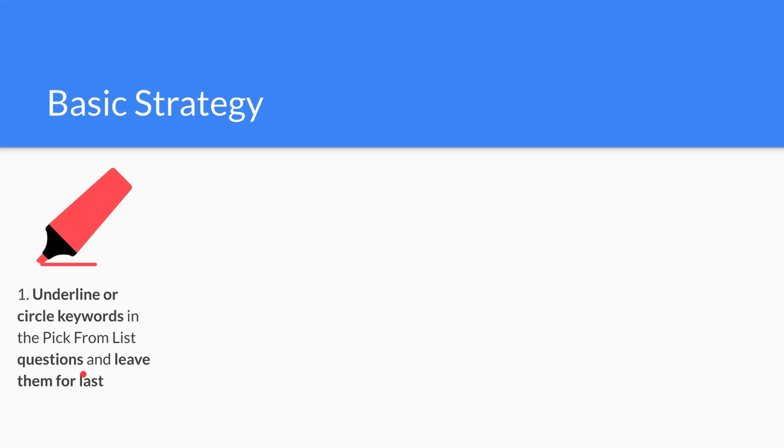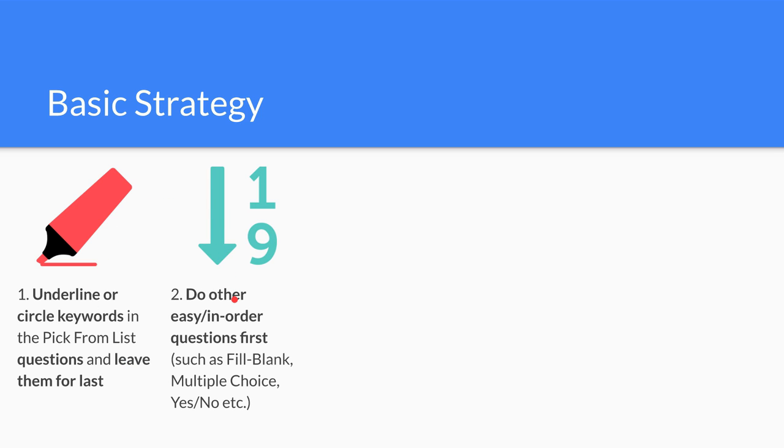Now, once you have finished marking these keywords, you can simply move on to the next step, which is leave them alone and go and do the other easy questions first. So questions that are easier and questions that are in order, like fill in the blank, multiple choice, and so on, do those questions first. Remember, our goal here is to answer as many questions correctly as possible. So always save the difficult questions for the end and do the easy questions first.